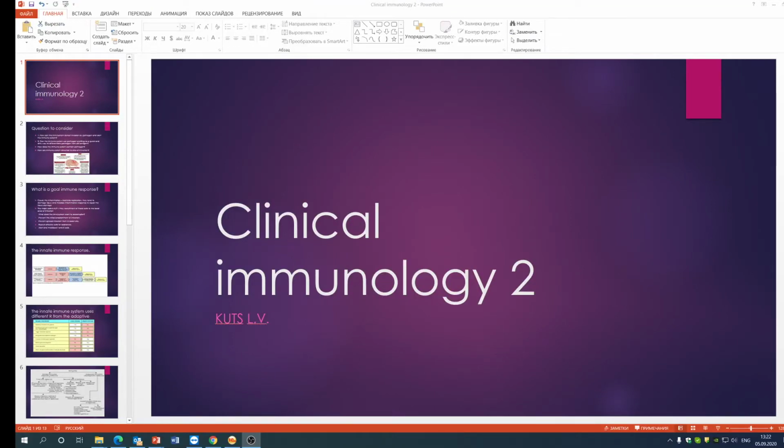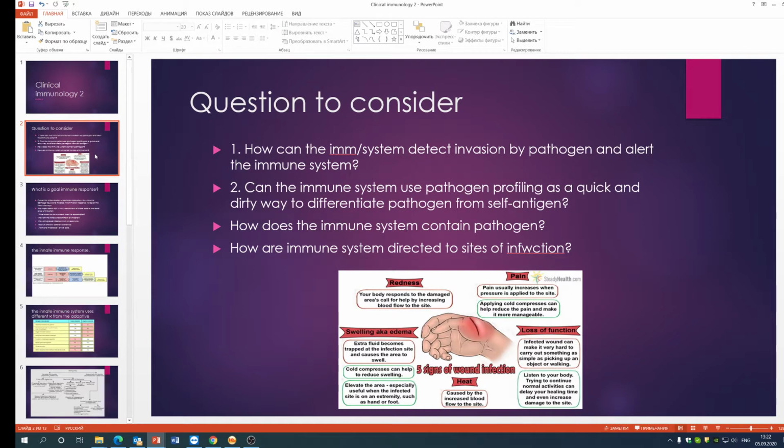Hello again. We continue to talk about clinical immunology, part 2, and start from questions to consider. How can the immune system detect invasion by a pathogen and alert the immune system? Next question for discussion: can the immune system use a pathogen profile as a quick and dirty way to differentiate a pathogen from self-antigen? How does the immune system contain a pathogen? How is the immune system directed to sites of infection?